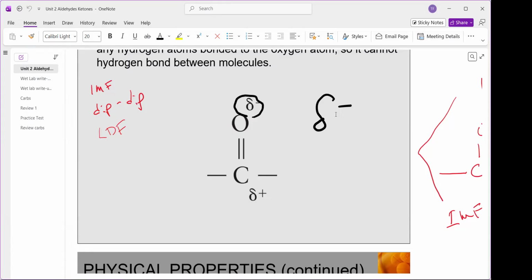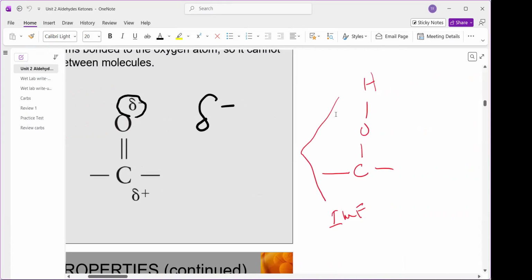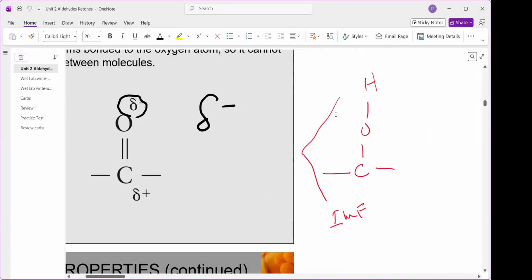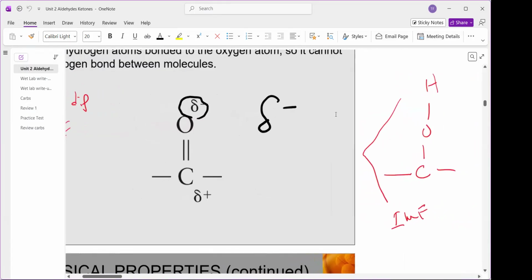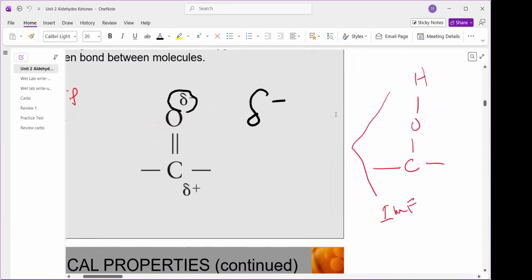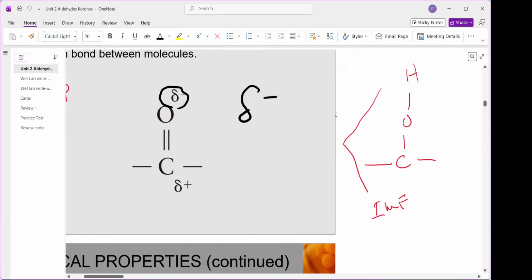So when you compare them to hydrogen bonding, particularly, that hydrogen-bonding OH group is very strong. That's why alcohols are so incredibly polar. But aldehydes and ketones are also polar, just not as polar as an alcohol. Now we're going to find in unit 3, acids are even more polar than alcohols. They're the most polar of all.